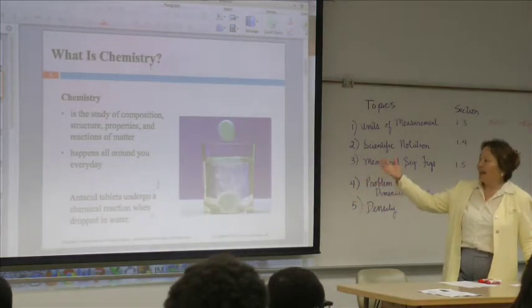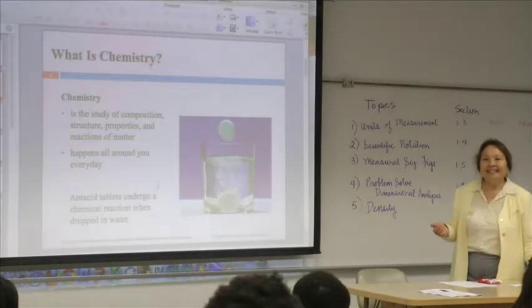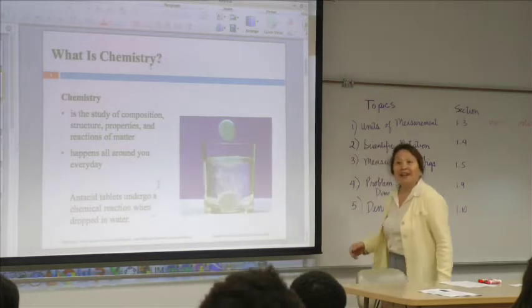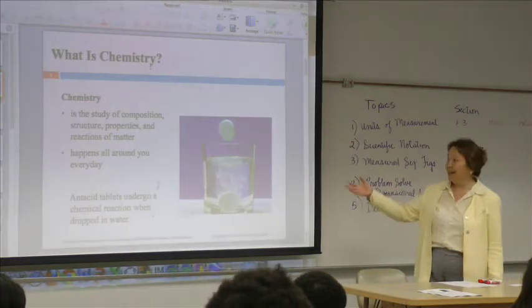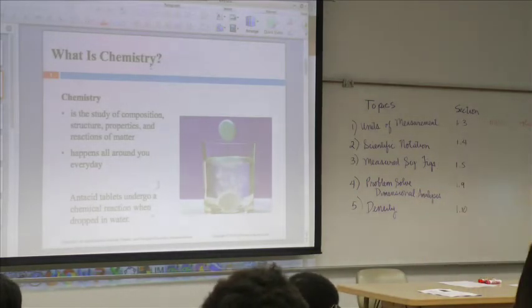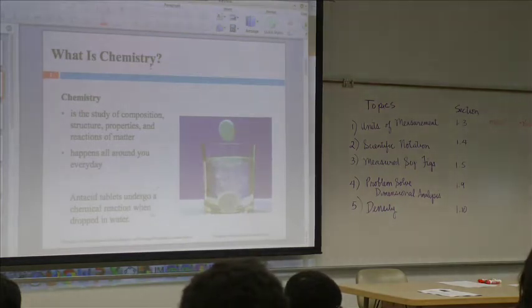So you see antacids. What do you think causes the bubbles? Chemical reaction. Is there a gas, you think, being evolved there? A gas is being evolved, so there's a solid, there's a liquid, and then there's a gas also. Chemistry happens every day all around you. Chemistry is everywhere.